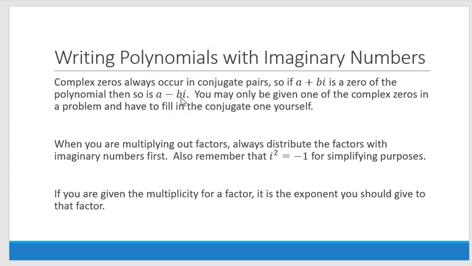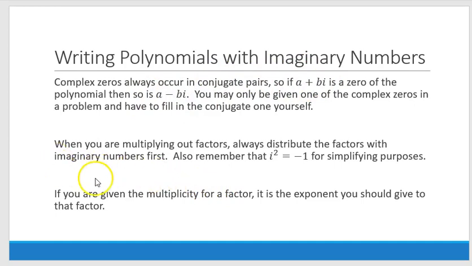Now this is very important for these questions because they may only give you one of the complex zeros, and then you have to fill in the other one, the conjugate of it, yourself. So just make sure you understand conjugates, something like 3 plus i, the conjugate would be 3 minus i. The real number does not change signs, only the imaginary part changes from positive to negative.